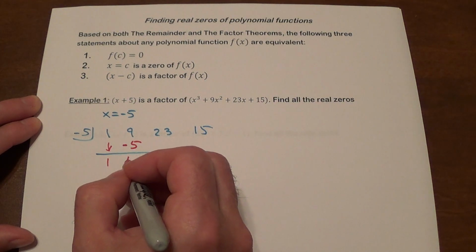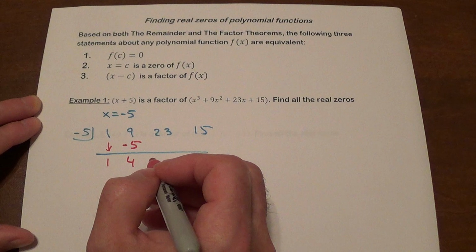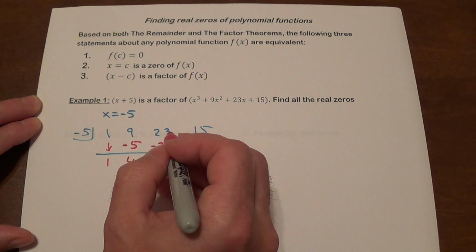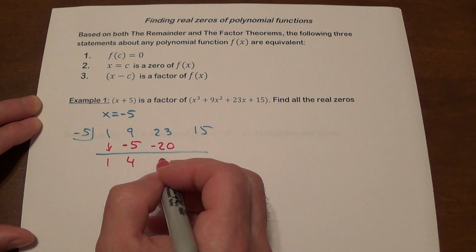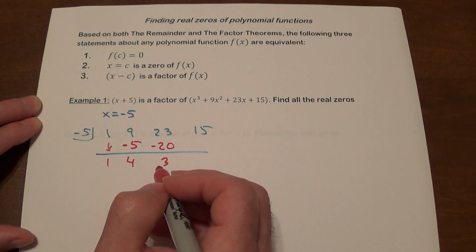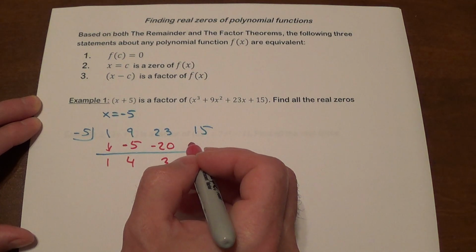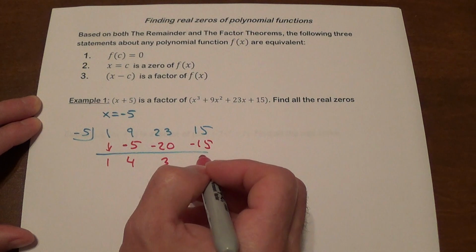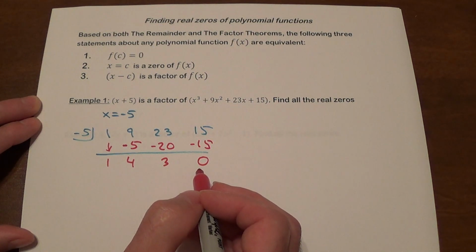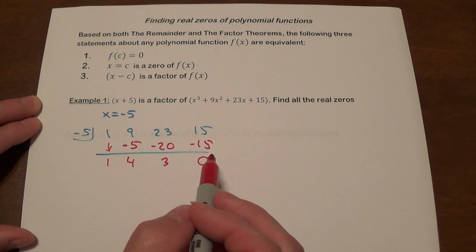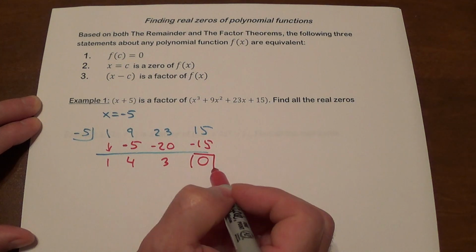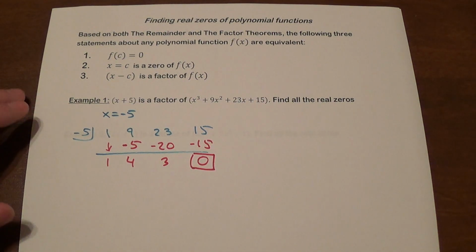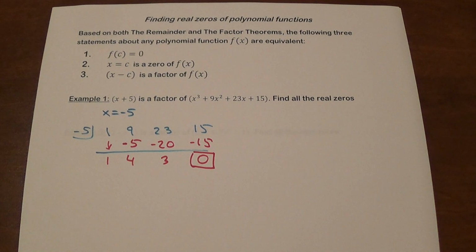9 plus -5 is 4. -5 times 4 is -20. 23 minus 20 is 3. -5 times 3 is -15, and it's going to be 0. It is expected that you're going to get 0 because they tell you it's a factor, so you must get the remainder of 0 here. It can't be any other way. If you're not getting 0, there is a mistake.